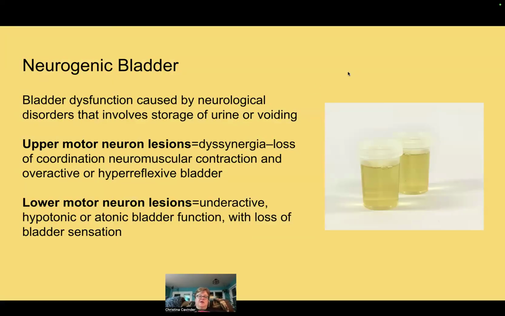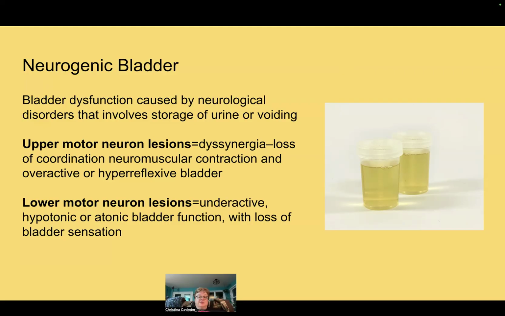Neurogenic bladder is caused by a neurological disorder, and that involves the storage of urine and how you void. If it's an upper motor neuron lesion, that is dyssynergia, a loss of coordination of the neuromuscular contraction, an overreactive or hyperreflexive bladder. So you are squeezing your bladder, you can't control it, and you can't hold much in your bladder. You are just releasing the urine frequently.